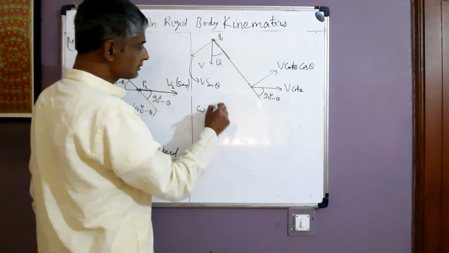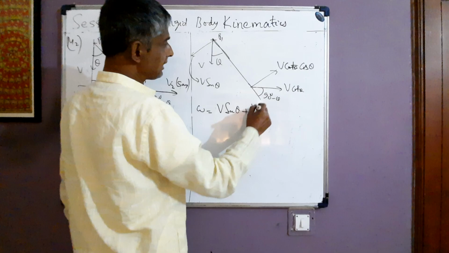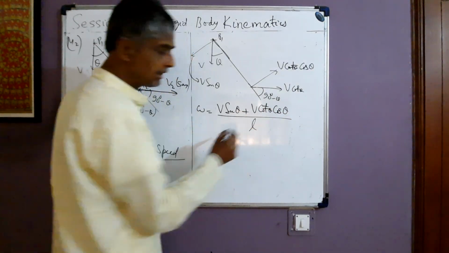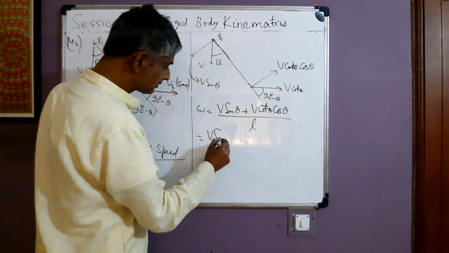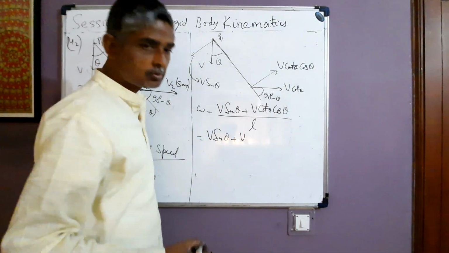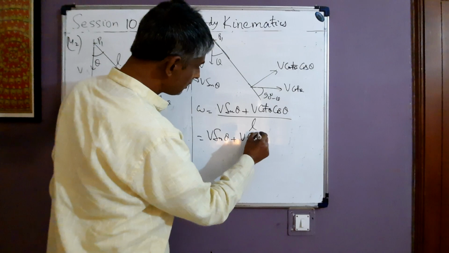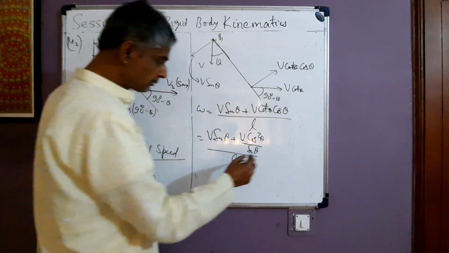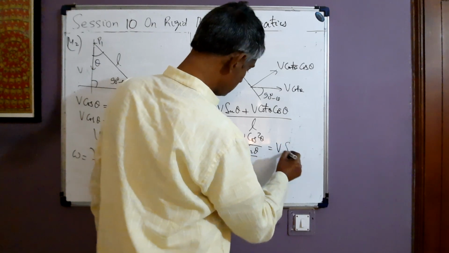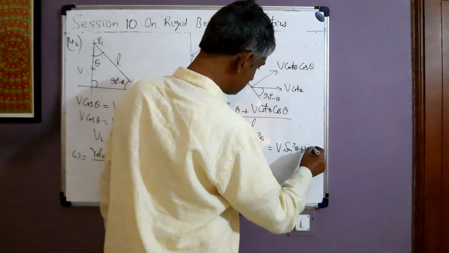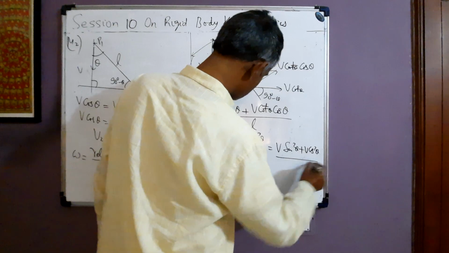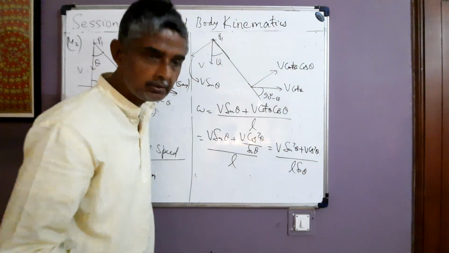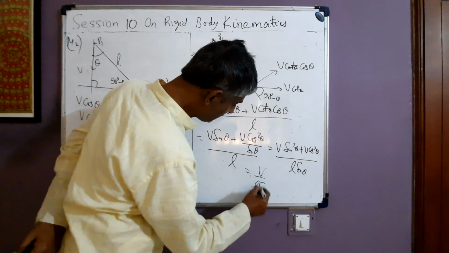So omega becomes V sin theta plus V cot theta into cos theta by L. Alright. So this becomes V sin theta, cot theta becomes cos theta by sin theta. Cos square theta by sin square theta by L. So sin theta is multiplied here. V sin square theta plus V cos square theta by L sin theta. V common, sin square theta plus cos square theta becomes 1 by trigonometry. V by L sin theta.